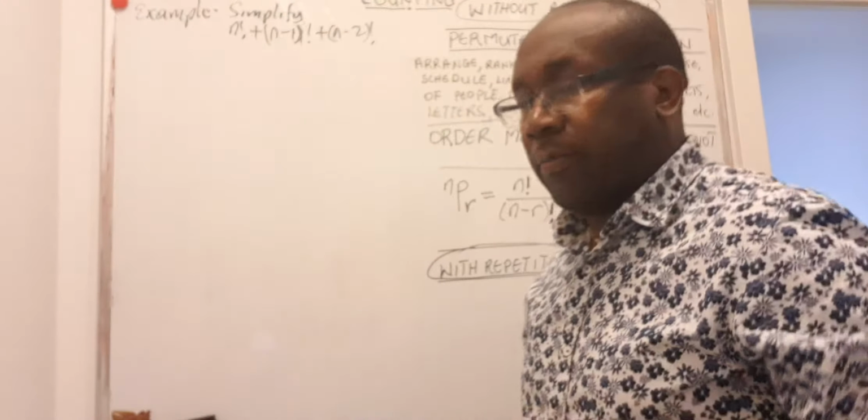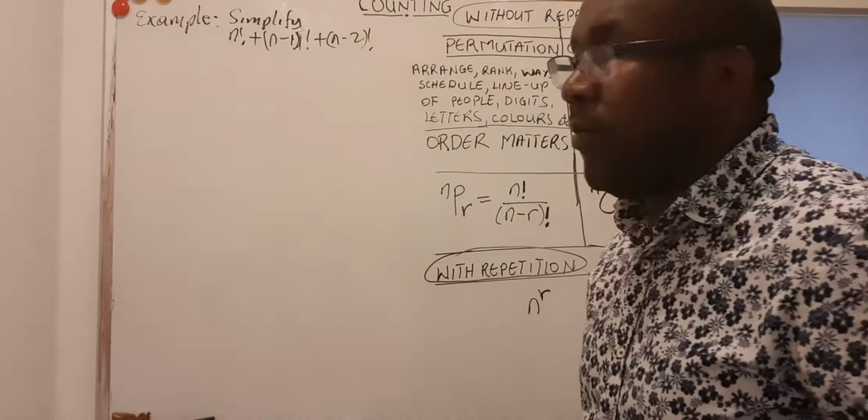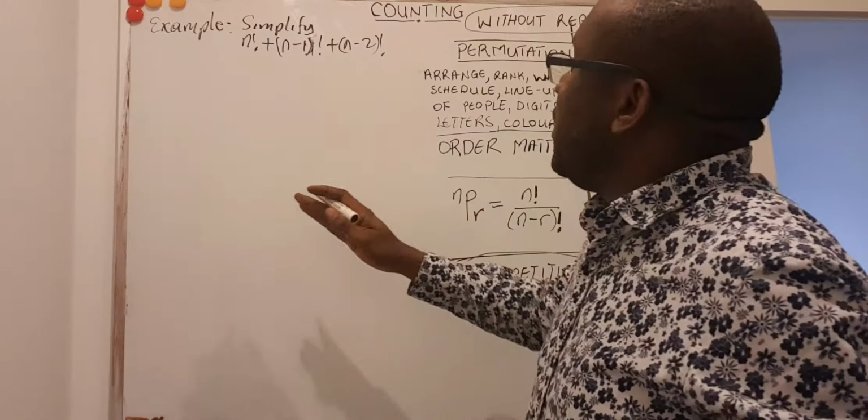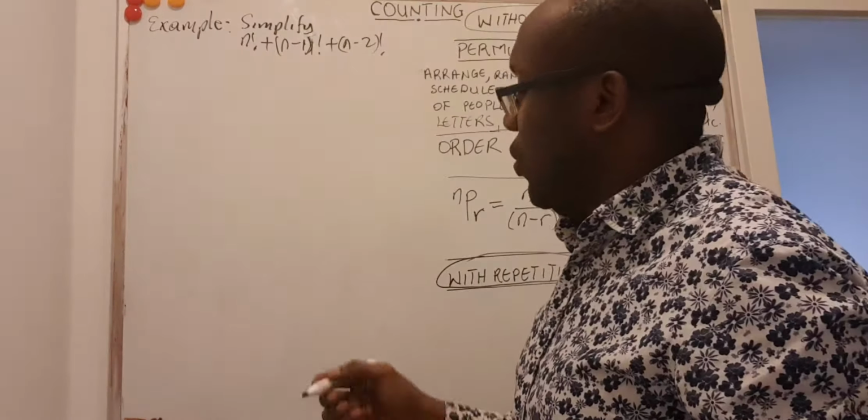Good day and welcome now to part 2 of permutation and combinations. So in the first one we already indicated how the idea of factorial notation came about.